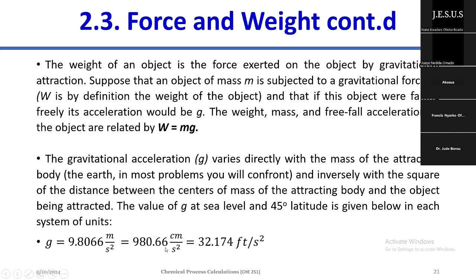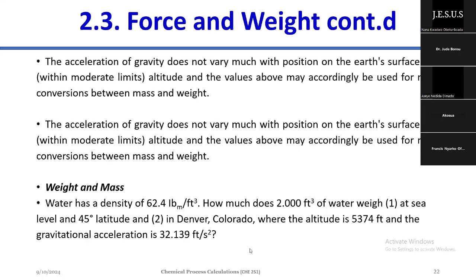Now when you try to convert this into feet per second squared, we get 32.174 feet per second squared. So gravity in terms of feet per second squared isn't 9.8, it's 32.174 feet per second squared. There's a question here that you can try.